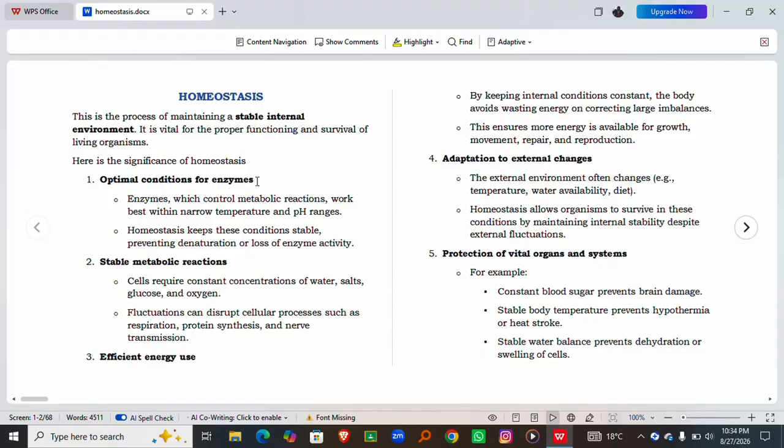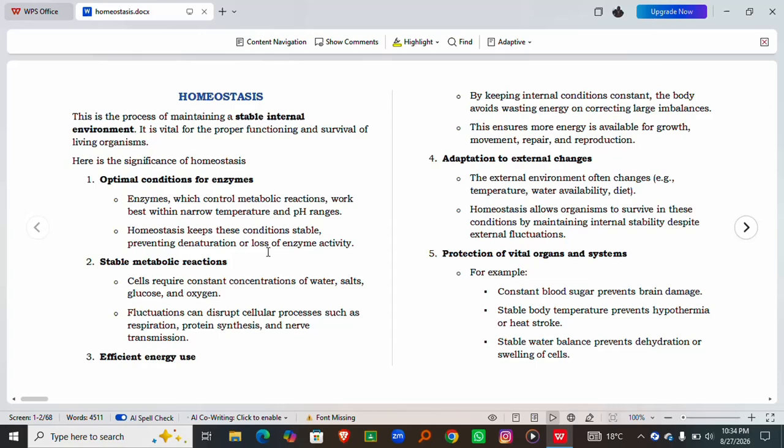For example, the digestive enzymes like pepsin. Pepsin works in the stomach, and it specifically works in an acidic pH range. So if you change the pH of the stomach, you're going to have stomach complications such as indigestion. So there is need for the body to have an optimum pH of the body fluids, of the cell fluids, for the enzymes to work very well. This helps to keep the conditions stable, preventing denaturation or loss of enzyme activity.